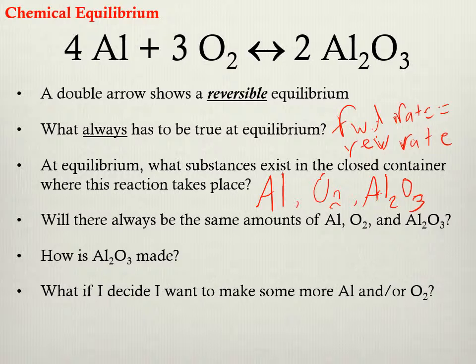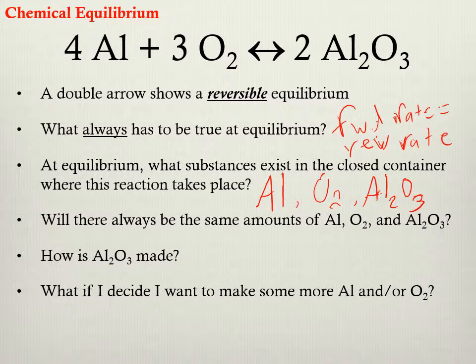Do we have to have the same amounts of each one? Well, we just talked about that. There's no way we'd have to. We usually won't. The amounts don't need to be the same, but they just need to be constant. However much Al and O2 and Al2O3 we have at equilibrium, that amount stays the same because the rates of forward and reverse reactions are balanced, and you're not making either one faster than you're using up something else.